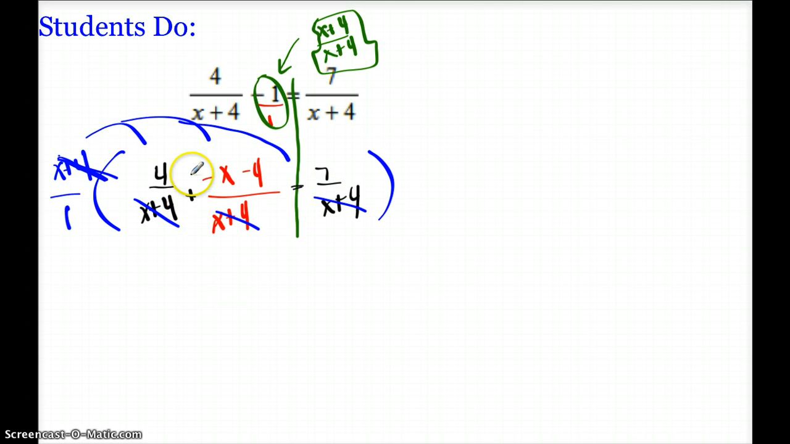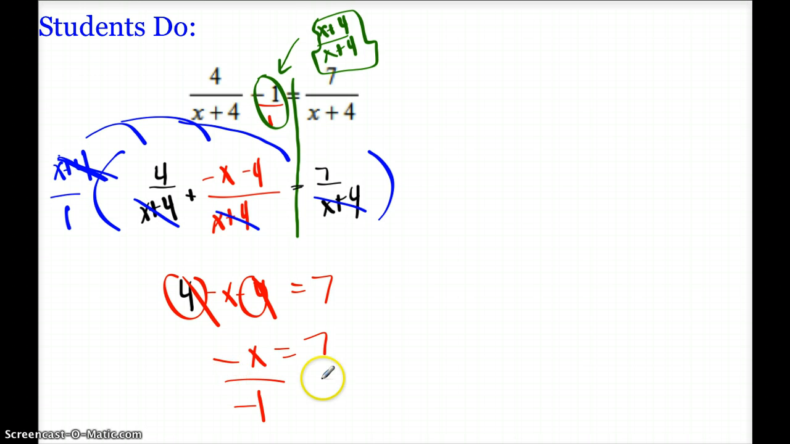I'm left with just 4, and then the minus x minus 4 equals 7. Combine my like terms, 4 minus 4 cancel out. Negative x equals 7. Divide by negative 1. Divide by negative 1. X equals negative 7.